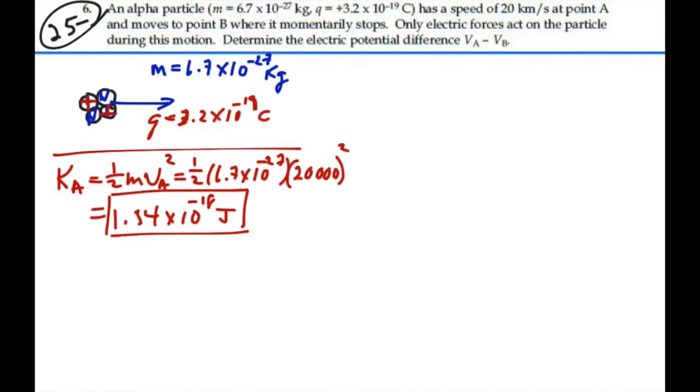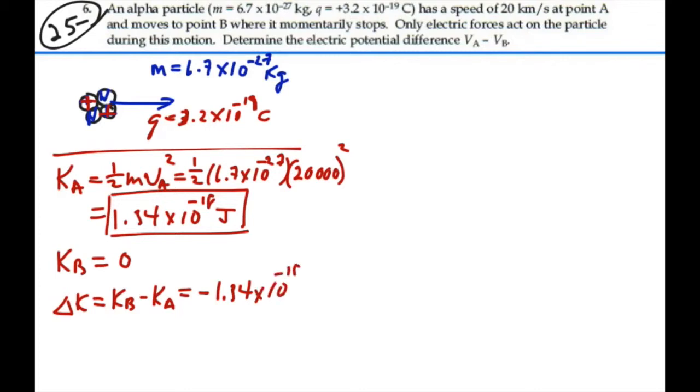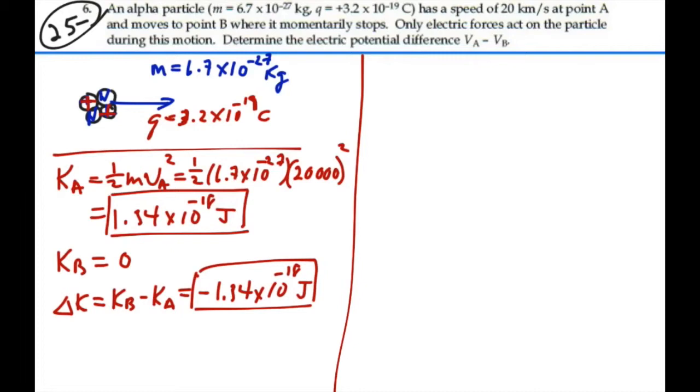We come momentarily to rest at point B, so our kinetic energy at B is actually going to be 0. So our change in kinetic energy, which is our kinetic energy final minus our kinetic energy initial, the kinetic energy at B minus kinetic energy at A, will be a negative 1.34 times 10 to the minus 18 joules, because we have 0 minus this value. Alright, that's our change in kinetic energy.